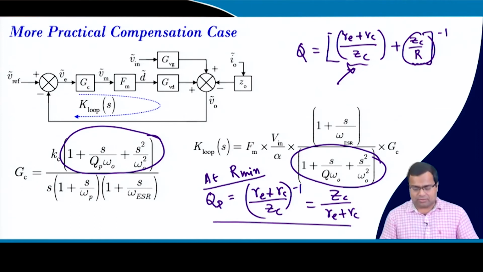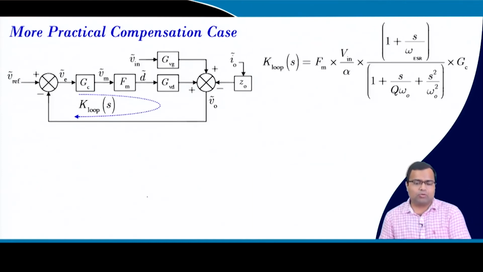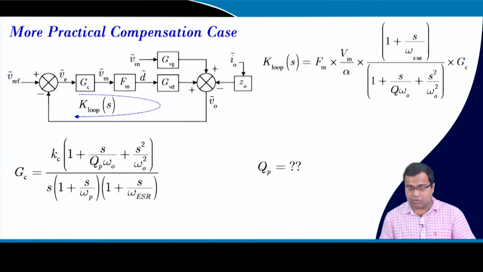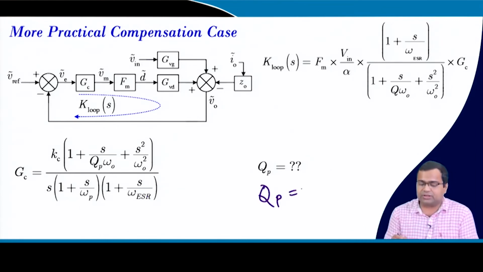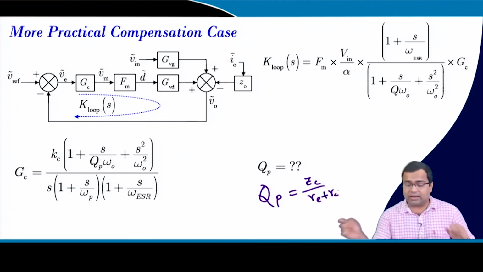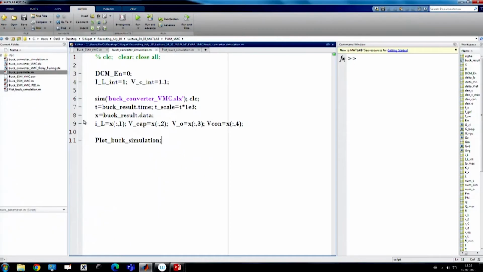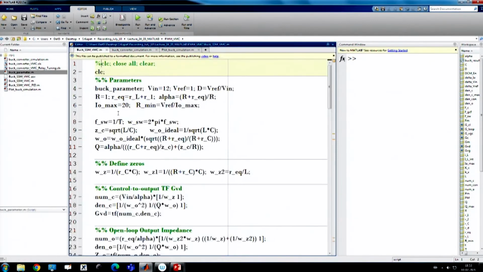Okay. Next, a more practical case study we have discussed. So, for QP, it would be better to use an insensitive choice, that means we can use simply ZC by RE plus RC. But when the load resistance is low, that means high load condition, it might be problematic, because then that term will get dominated. So, let us see what happened for the condition when load resistance is very low.